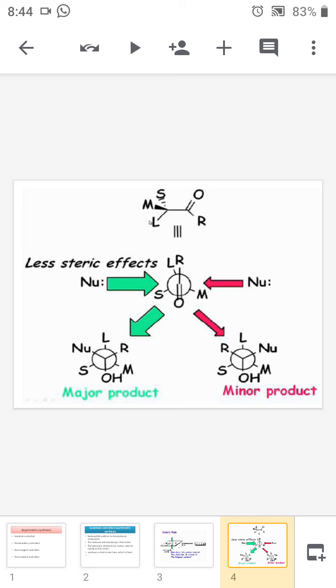So the final product due to the nucleophilic addition is shown by the green color, that is the major product. Here we know that the nucleophile is attacking towards the smaller group side, so that there is little hindrance during the attack. That's why that is the major product. So this is Cram's rule. I hope that you understood the concept. Thank you.